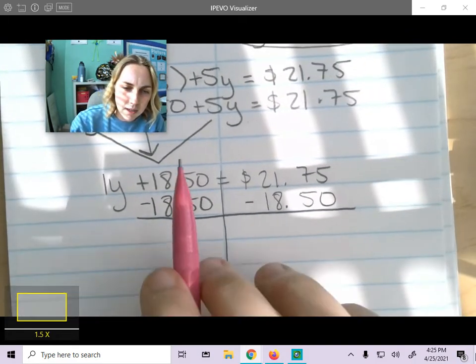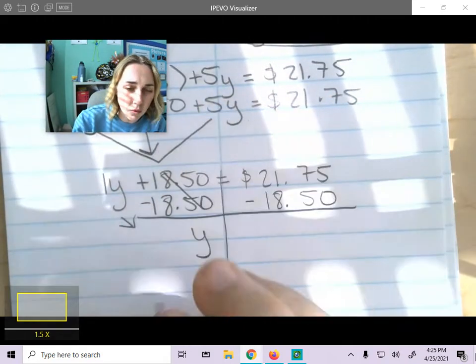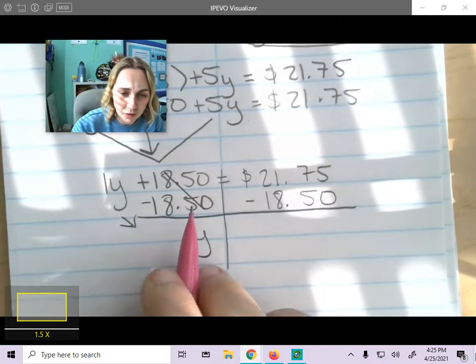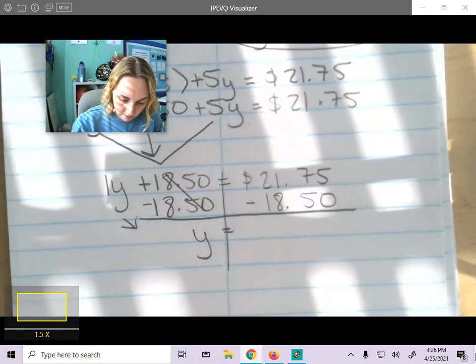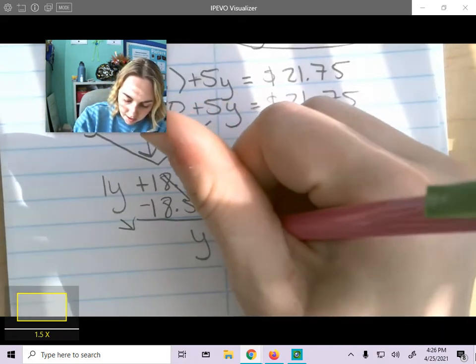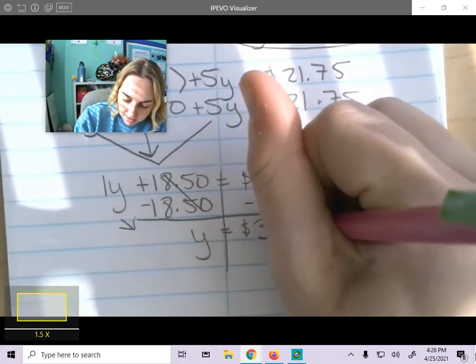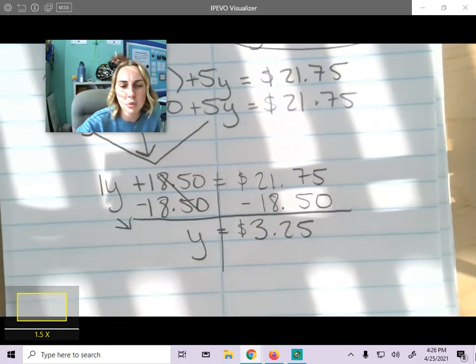All right. So what I'm going to do is these cancel out. They're opposites, and I can bring down this y value. Again, 1y is equal to y by itself, so I'm going to go ahead and put it by itself. And then I'm going to say 2175 minus 1850 is going to give me $3.25 left over. So y is equal to $3.25.